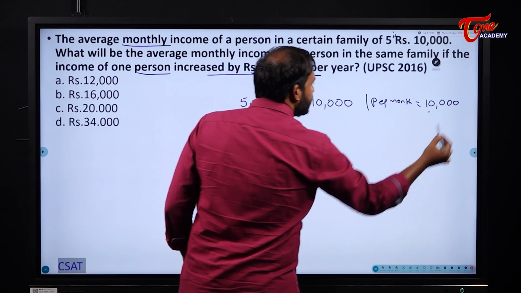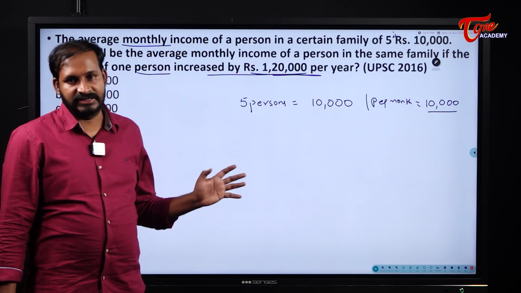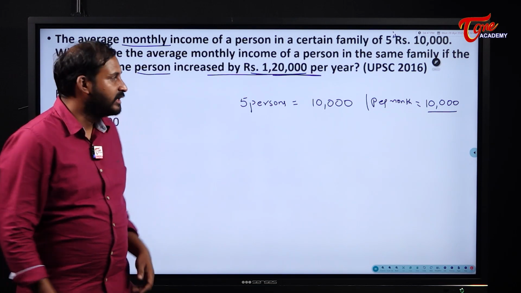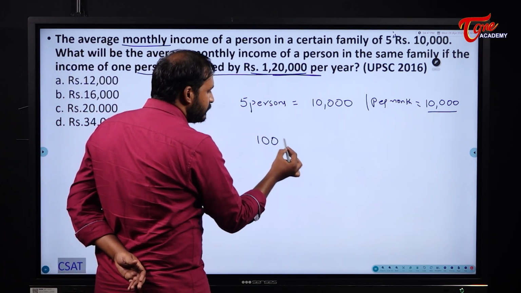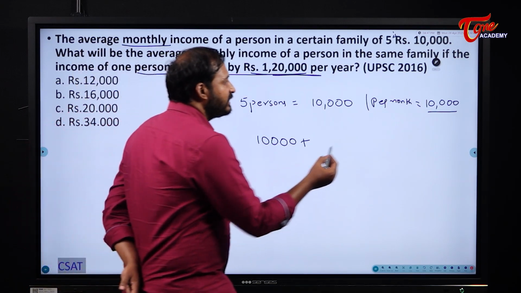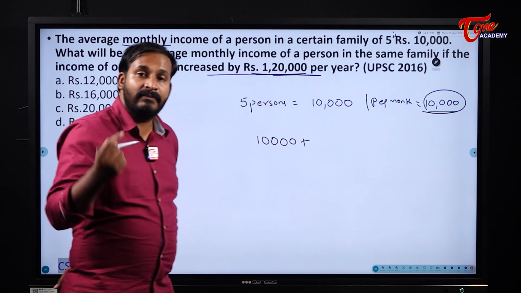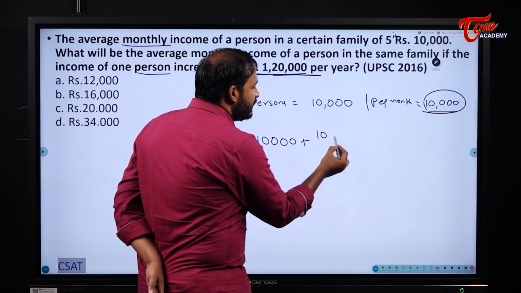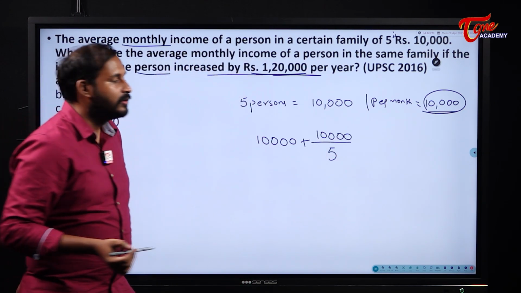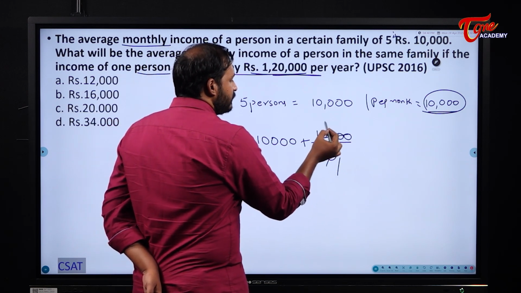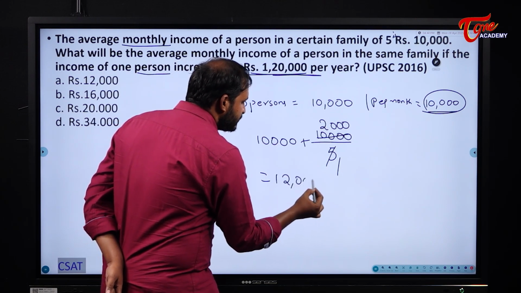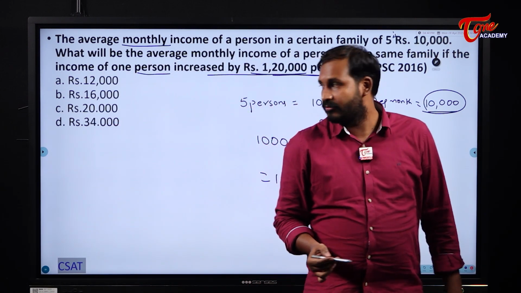That means the overall increase in the salary of those 5 persons is 10,000 per month. This 10,000 should be divided among all the 5 persons. The actual average is 10,000 plus the newly added amount per month, which is 10,000 divided among 5 people, so 5 twos are 10, which is 2,000 each. So the new average will become 12,000.